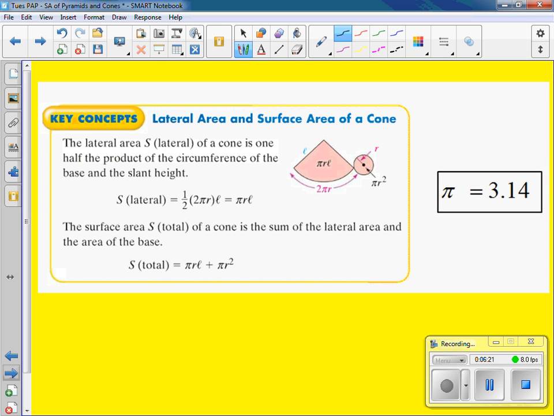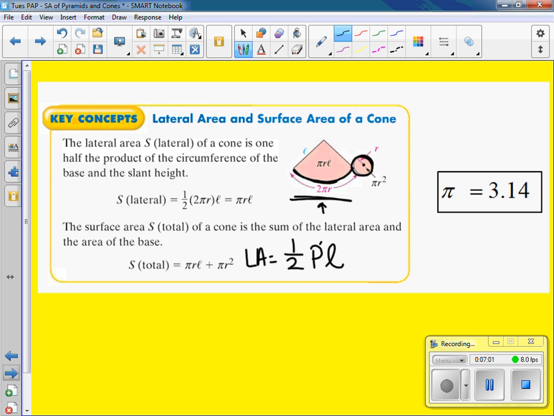So again, lateral surface, now we're moving on to cones, lateral area and surface area of a cone. The lateral area is just that curved part of the cone, and then of course we'll add in our base. So when we look at this, just like the cylinder, this part right here has to wrap around that circle. So the formula for that part is your circumference. When we talk about our original formula, it was 1/2 perimeter times slant height. That's how we found the lateral surface area.